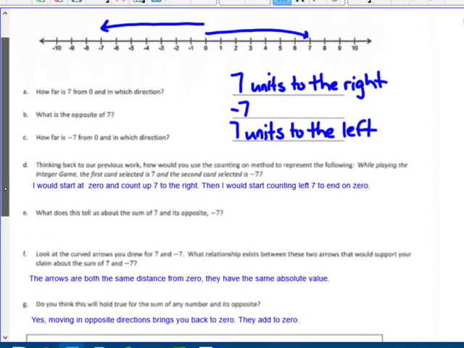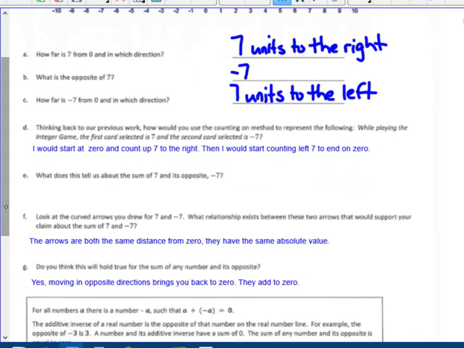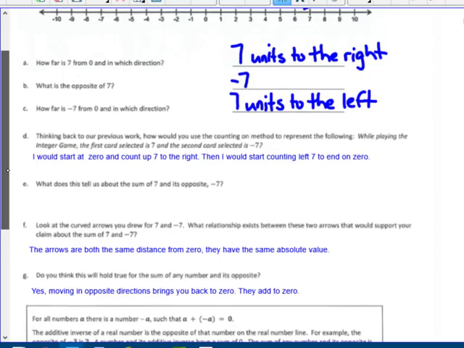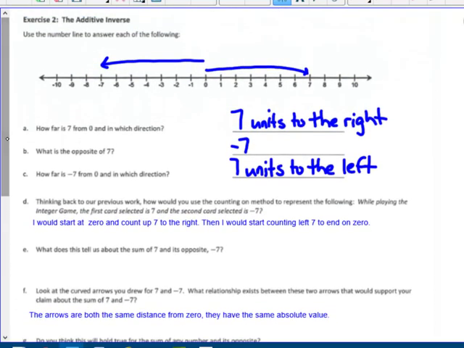Thinking back to our previous work, how would you use the counting on method to represent the following? While playing the integer card game, the first card selected is 7 and the second card selected is -7. So you would start at 0, and I'm going to show this on the number line. I would start at 0 and I would move 7 to the right. Then I would start counting left 7 to end at 0. So if I got a 7 and a -7, the sum of my two cards would be 0.